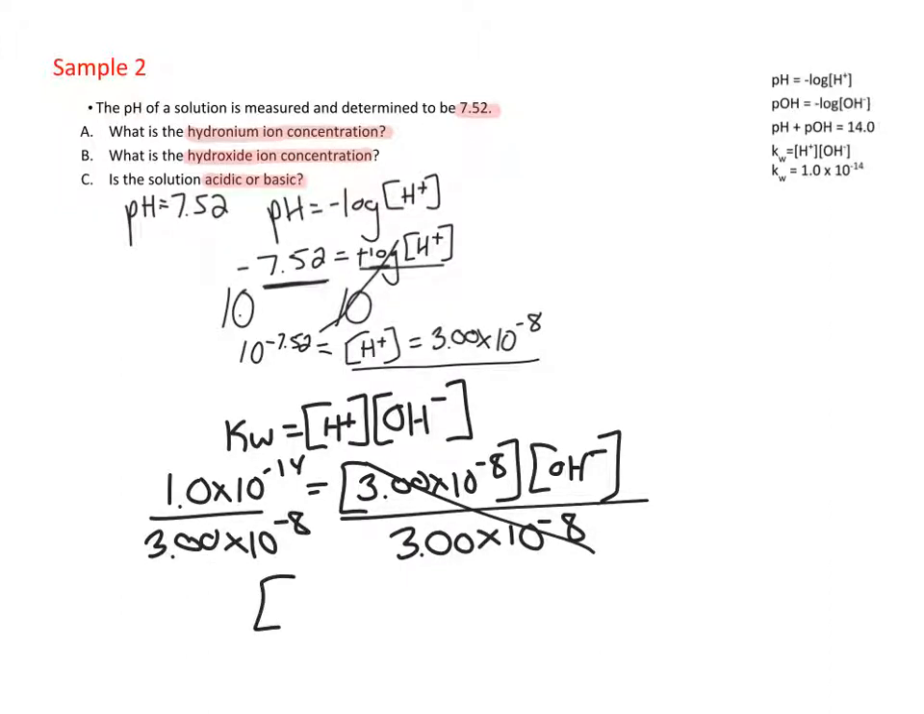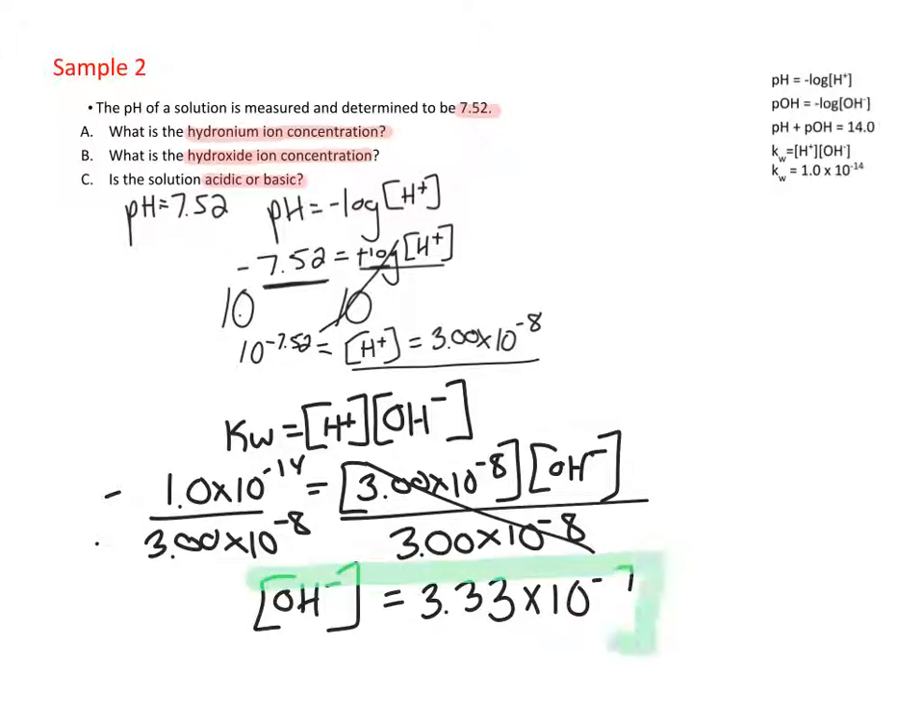And now I just use my calculator. So my concentration of hydroxide, when I divide this number by this number, is 3.33 times 10 to the minus 7. And then I've answered the second part of the equation. So let's highlight that just so we know that that's an answer. And we'll highlight this since we know that's the answer to the first one. Now for the last part, is it an acid or a base? A couple different things you can look at to solve this. My personal favorite is looking at that pH.